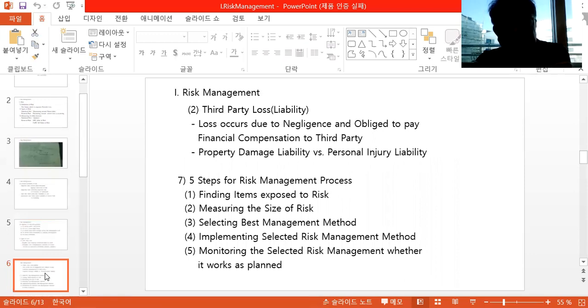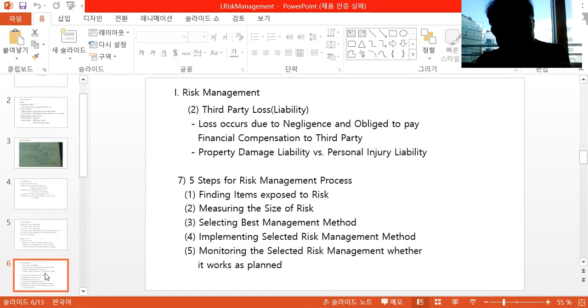The third party losses you call liability. The loss occurred due to your negligence, and you have to pay the third party. So this is a financial compensation to the third party you injured.